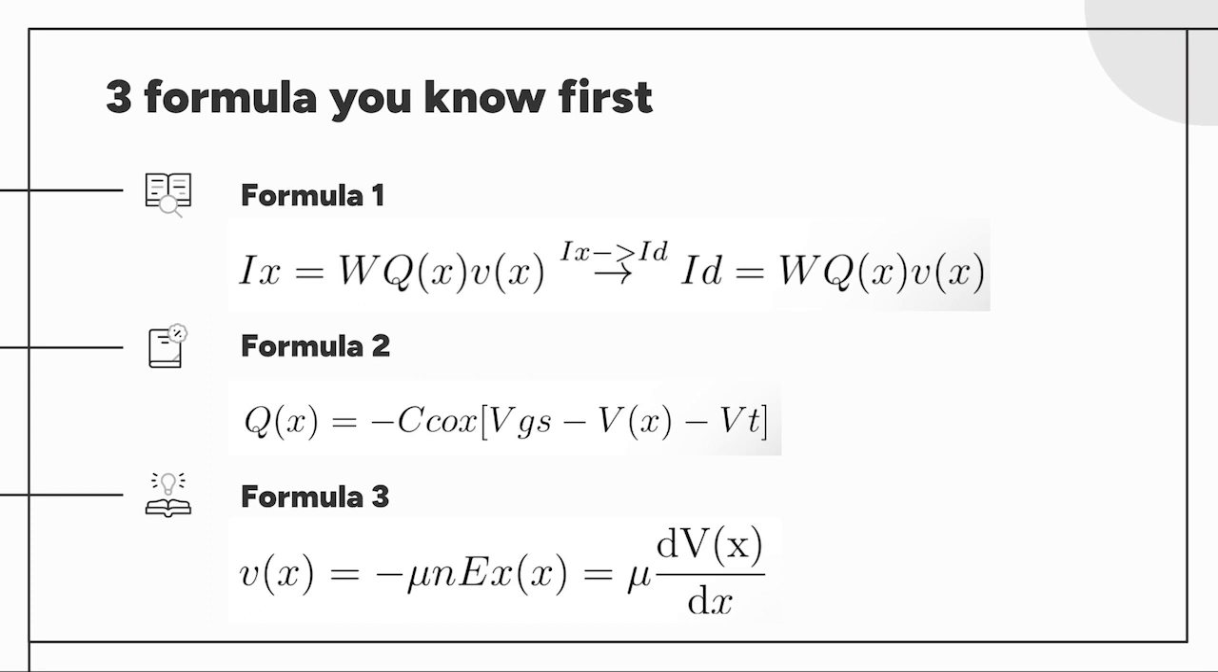With a voltage on both sides of the MOSFET, the electrons inside the transistor move from the source to the drain to create an electric current, and the current is called Ix.